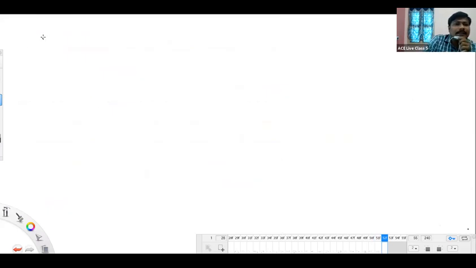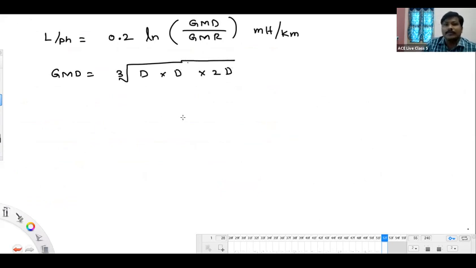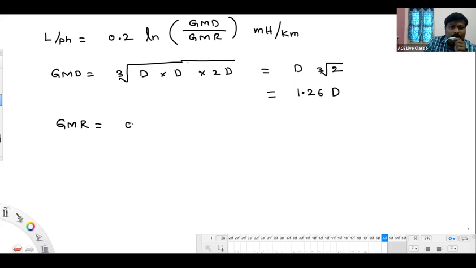Just observe. The L per phase formula, we know, is 0.2 natural logarithm of GMD by GMR in millihenry per kilometer. GMD is the cube root of DAB, DBC, DCA. We have D cubed under the cube root, so D will come out, and we will have the cube root of 2. Anybody tell me please, what is the cube root of 2? 1.26. Times capital D. Whereas GMR is 0.7788 multiplied with the radius of any one conductor, 1 centimeter. I'll keep that in meters.